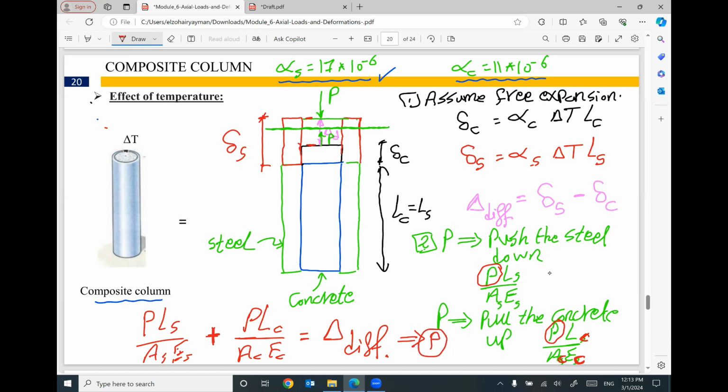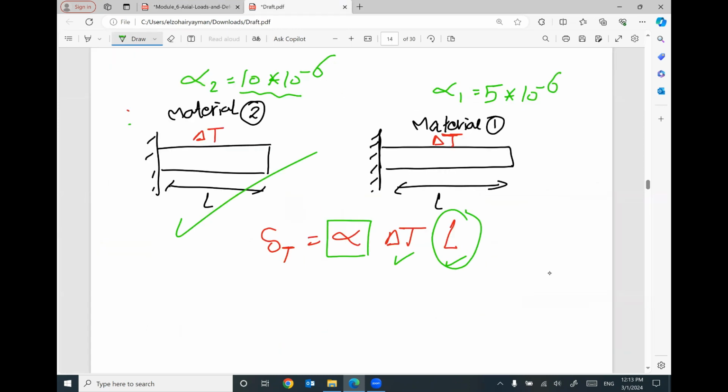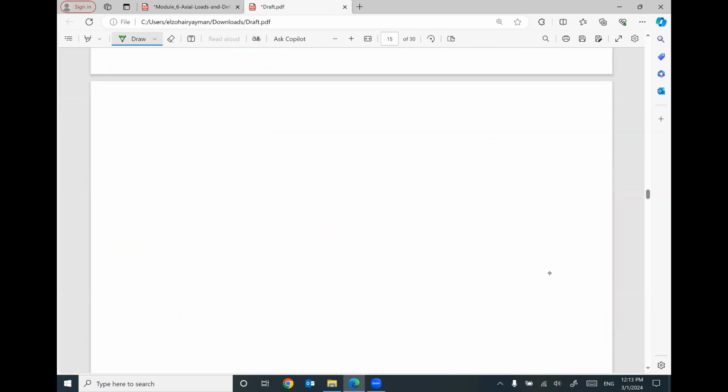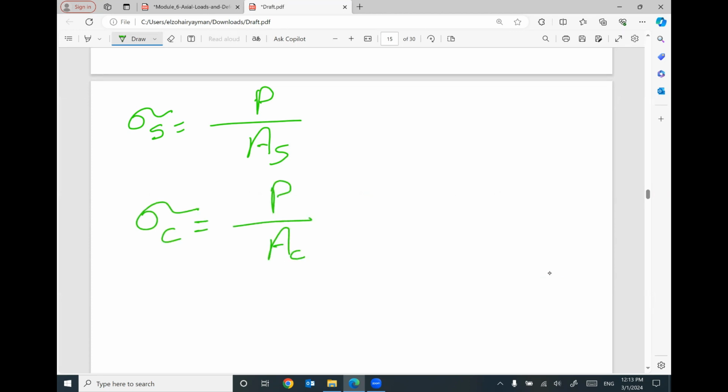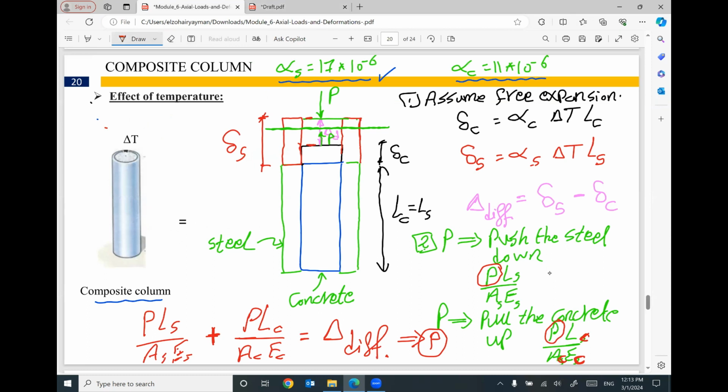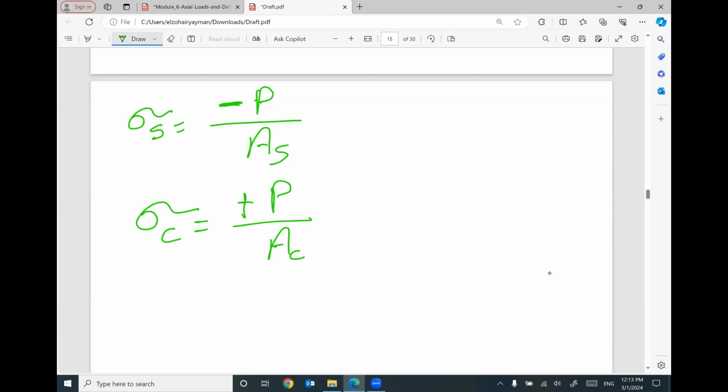Once you get the force P, I can figure out the stress. The stress in steel equals the applied force divided by area of steel, and the stress in concrete will be the applied force divided by area of concrete. This one will be tension, this one will be compression. Why? Do you remember? I told you I will assume a force P trying to push the steel down. So the steel will be under compression for this force.